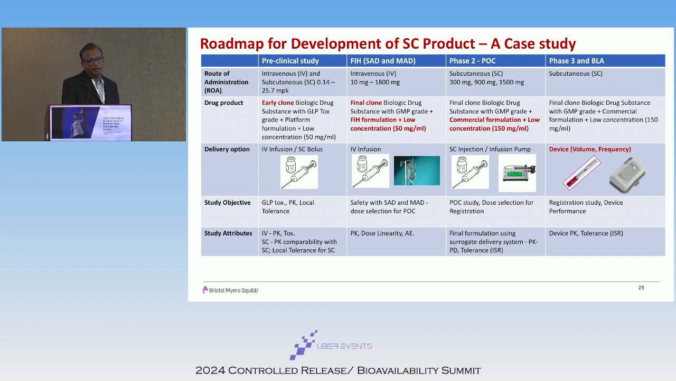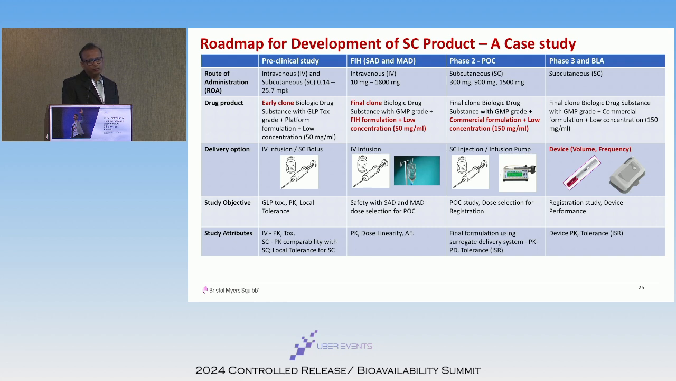But as we go to the FIH, in general, we do the FIH with IV because it has more flexibility with the dose ranging, as you see here, from 10 milligram to 1800 milligram based on the patient body weight. By that time, we had the final clone selection. We administered in the clinic. For the formulation, we may go with a high concentration, but because of the limited drug substance, we try to remain at a low concentration, like 50 milligram per ml. We use an IV bolus or an IV infusion.